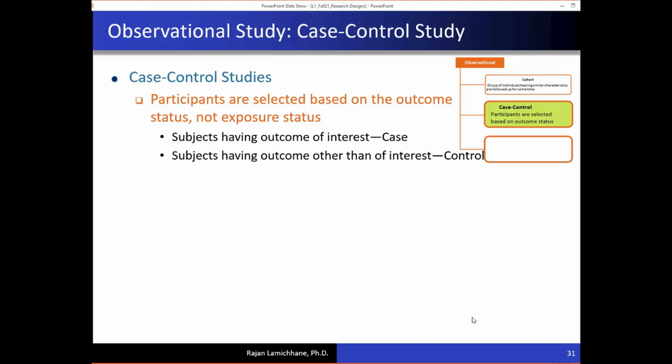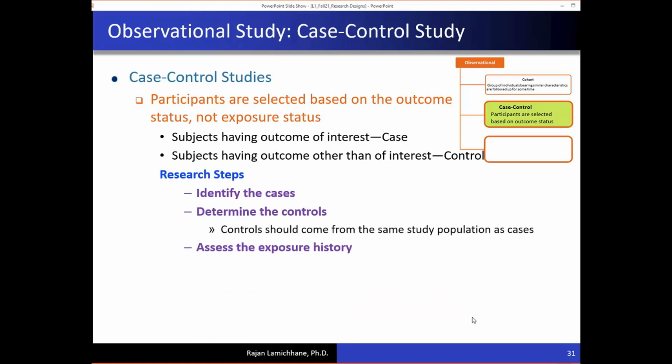First we identify the case and control, meaning first we have disease and non-disease cases. Then we see among those disease and non-disease cases how many were exposed to the risk factors and how many were not exposed to the risk factor. So this is called the case control study, because participants are selected based on the disease status, not based on the exposure status.